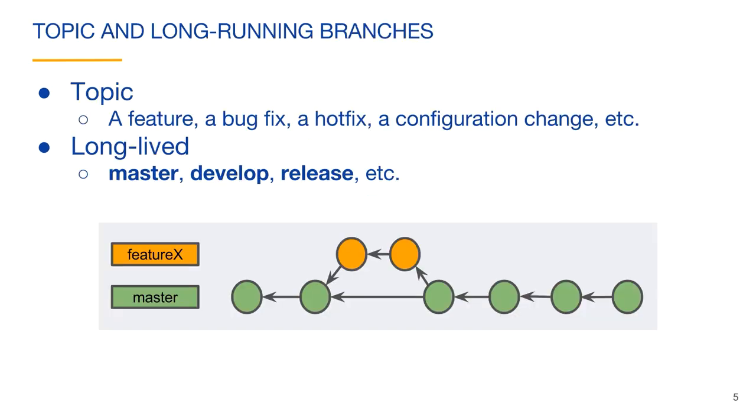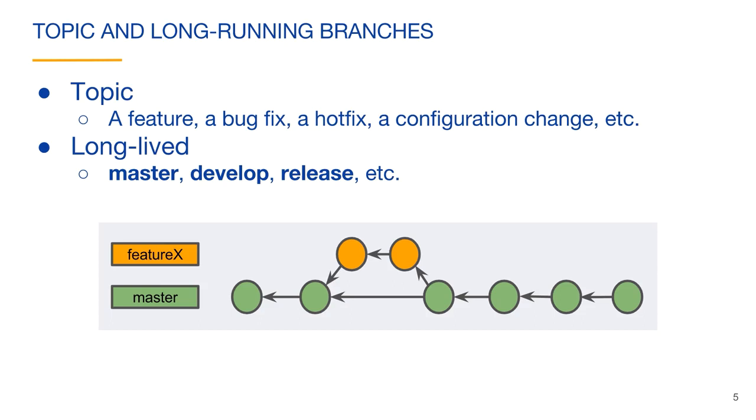Branches can be short-lived or long-running. Short-lived branches are commonly called topic or feature branches and usually contain one small change to the project. For example, a topic branch may contain a new feature, a bug fix, a hotfix, a configuration change, or any other change that the project requires. When it's ready, a topic branch is merged into a long-running branch.